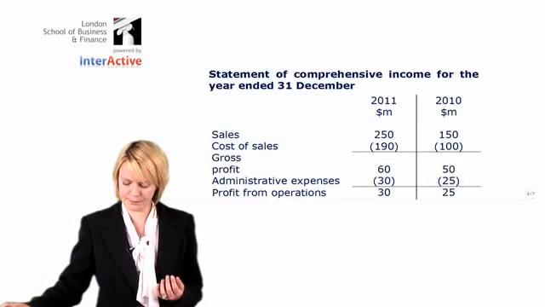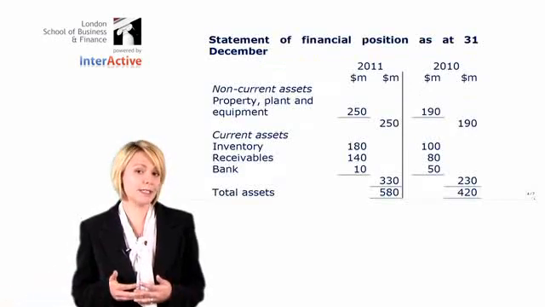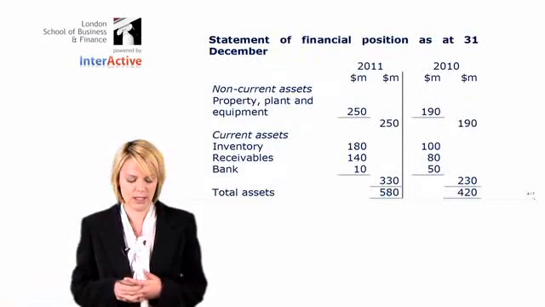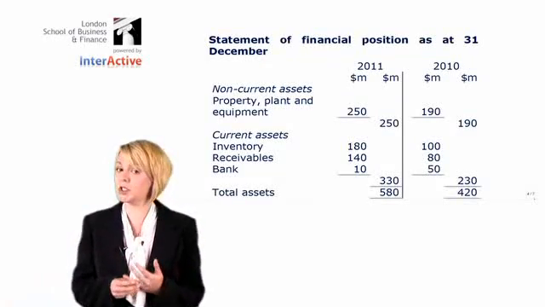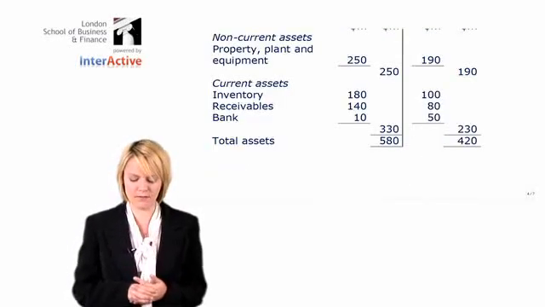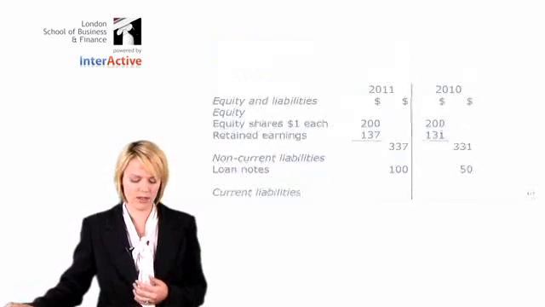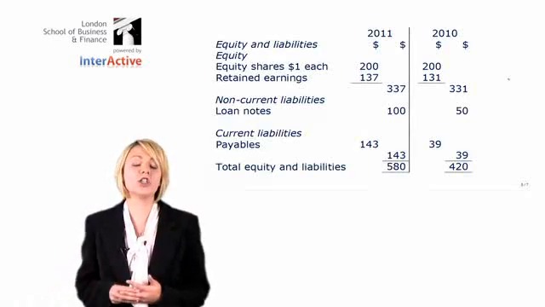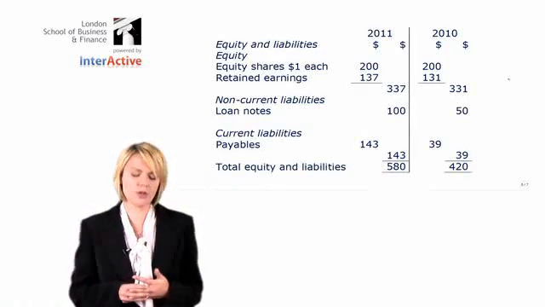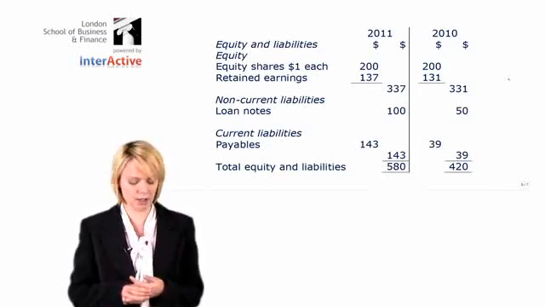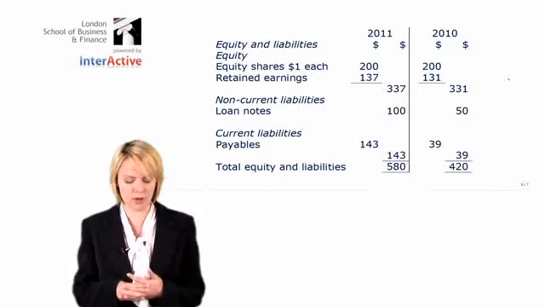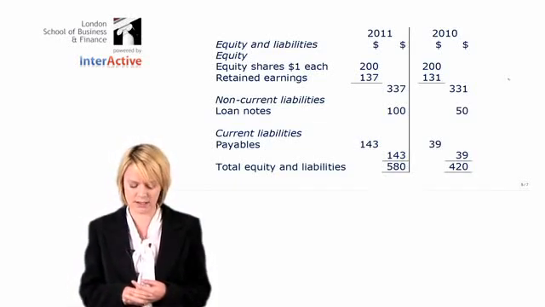What we've also been given is a statement of financial position for both of those years ended. And we can see then that our property, plant and equipment has gone up, and also all of our current assets have gone up with the exception of bank. So we can see that the bank balance has gone down, but inventory and receivables has gone up. We'll have to have a look at that in more detail. In the equity section, we've been given equity shares and retained earnings. We've also got some non-current liabilities, some loan notes that have increased, and then some payables balances that have increased quite dramatically by the looks of things.